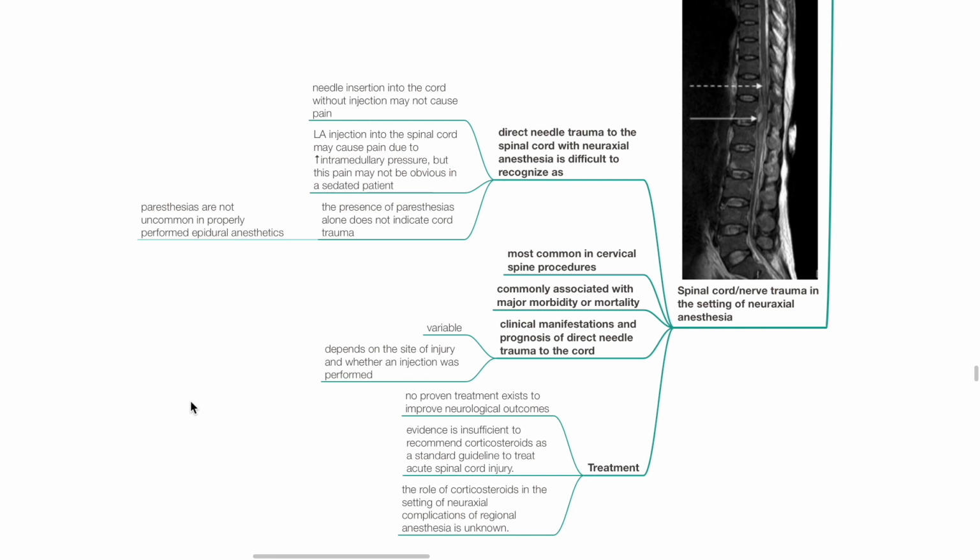Clinical manifestations and prognosis of direct needle trauma to the cord is variable and depends on the site of injury and whether an injection was performed. No treatment exists that has been proven to improve neurologic outcomes. Evidence is insufficient to recommend corticosteroids in the treatment of acute spinal cord injury.